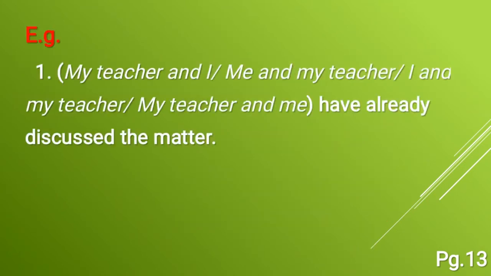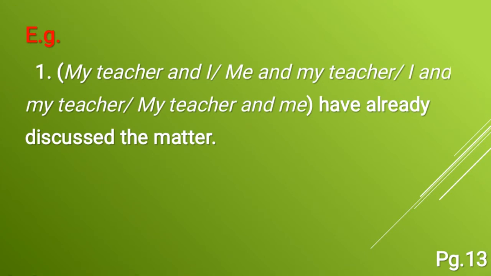Okay, let's see some examples for that. So here you are having 1, 2, 3, 4 options. Yes, you are going to find the answer here. Let's read the question children. Here, dash have already discussed the matter. Yes, your first option is my teacher and I. My teacher and I. Third person and first person. You just keep the answer in your mind. Let me read all of the options given here. Then we will finalize the correct answer, appropriate answer.